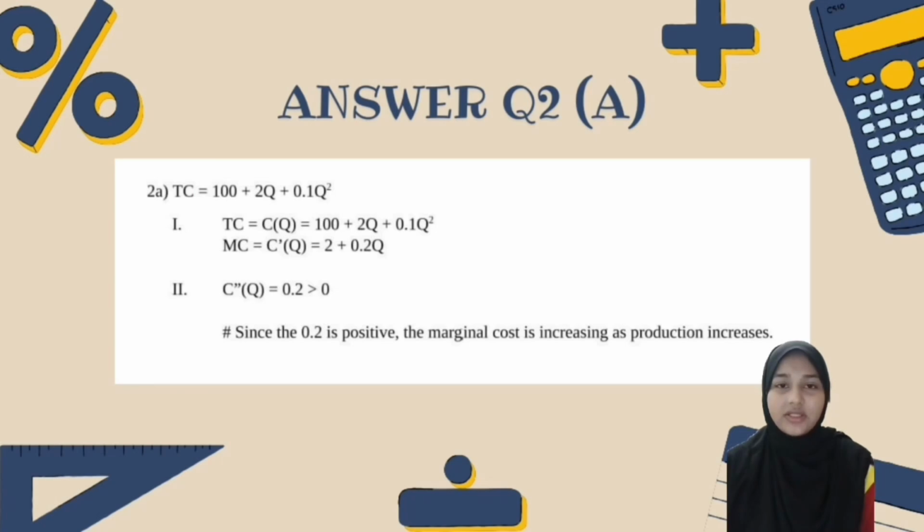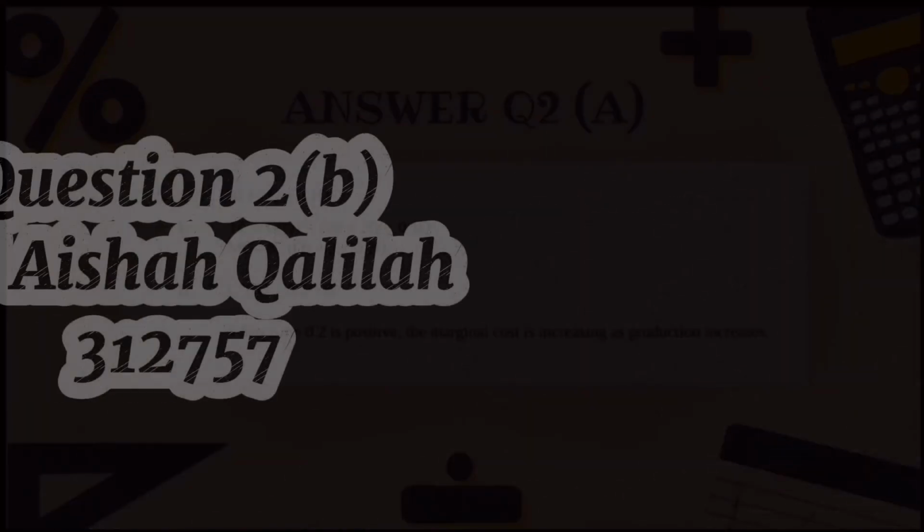We need to find the marginal cost, so we use the first derivative. TC = C(Q) = 100 + 2Q + 0.1Q^2. So MC = C'(Q) = 2 + 0.2Q. For the second question, we need to determine whether marginal cost is increasing or decreasing. So the second derivative, C''(Q) = 0.2, which means 0.2 is greater than 0. Since 0.2 is positive, the MC is increasing as production increases.